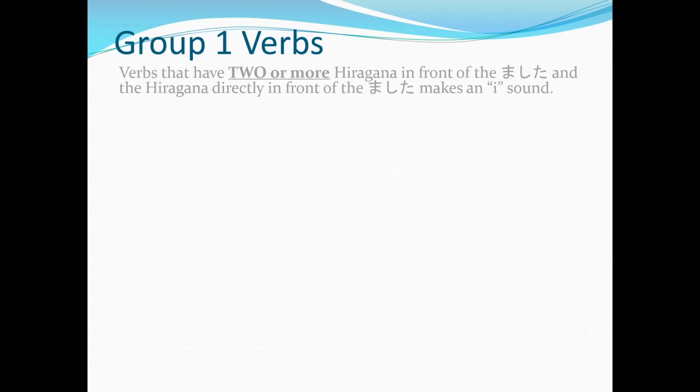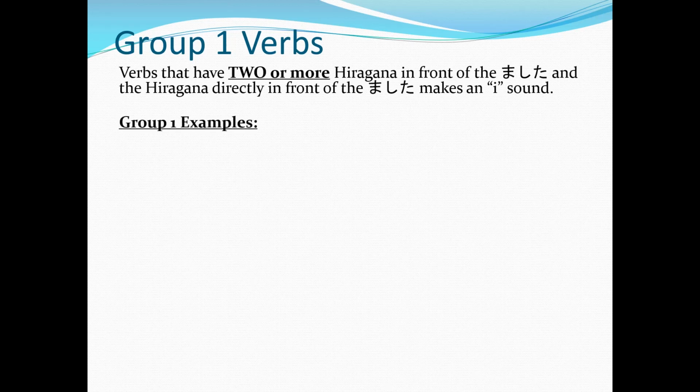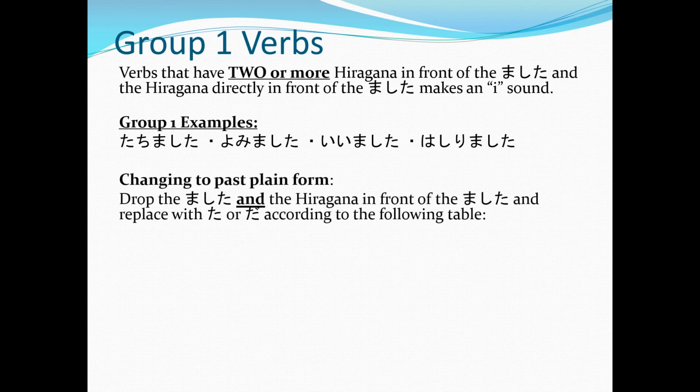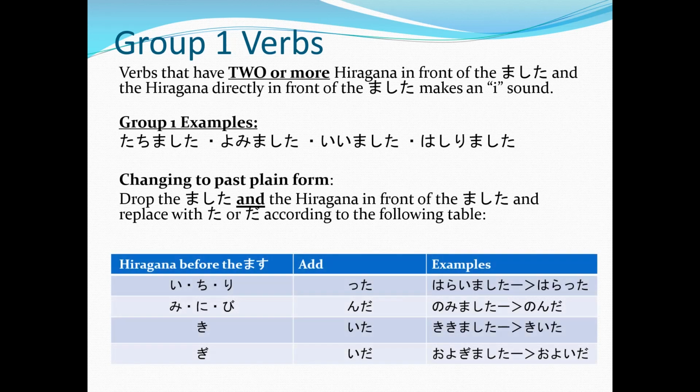Group 1 verbs are verbs that have two or more hiragana in front of the mashita, and the hiragana directly in front of the mashita makes an i sound. For example, tachimashita, yomimashita, iimashita, hashirimashita. Changing to past plain form is pretty straightforward, not really. Drop the mashita and replace the hiragana in front of the mashita with a ta or a da according to the table below.